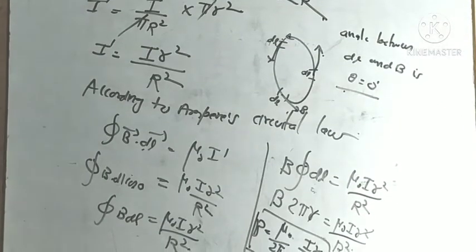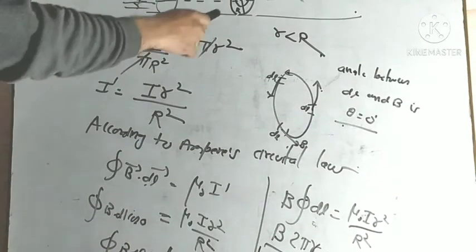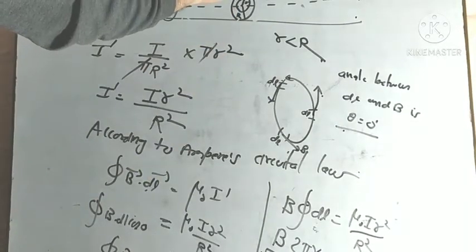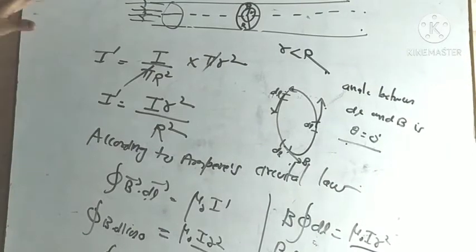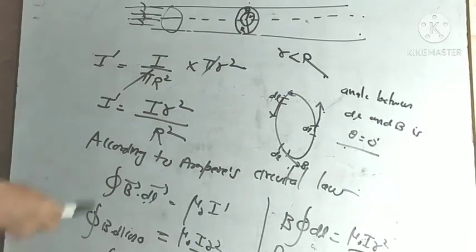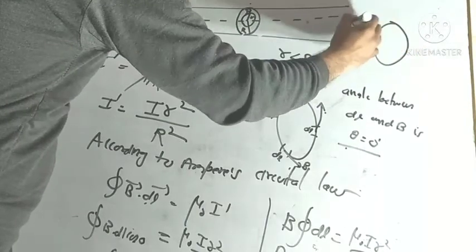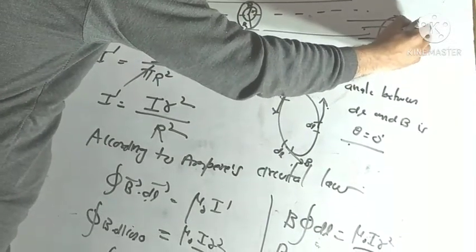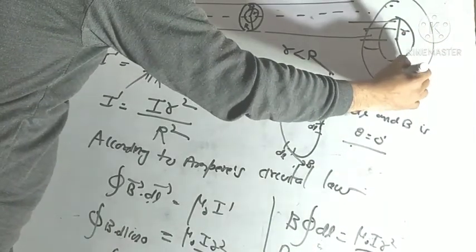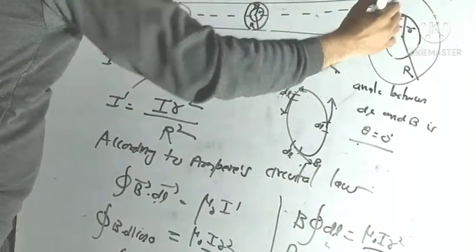So what do we do here? Firstly, this is not a hollow wire. Then we have to find the magnetic field at P. We take any point P inside this wire, and at that point we have to find the magnetic field intensity. If the current is uniformly distributed throughout the cross section of this wire, then how much current passes through this circle having radius small r? This is a circle having radius capital R. So how much current passes through the smaller circle? That is I dash.